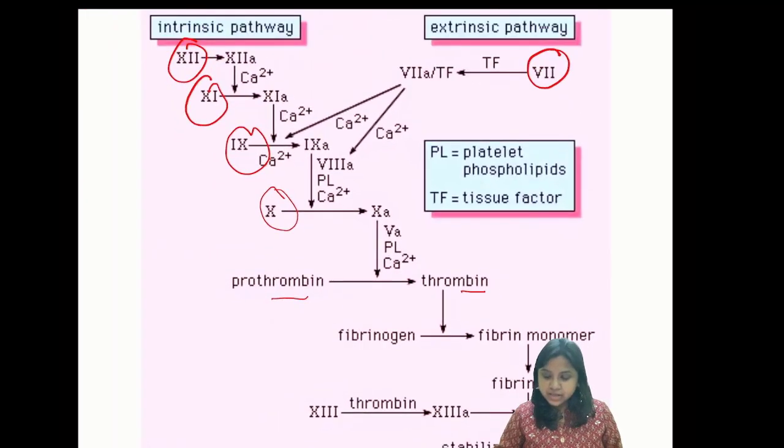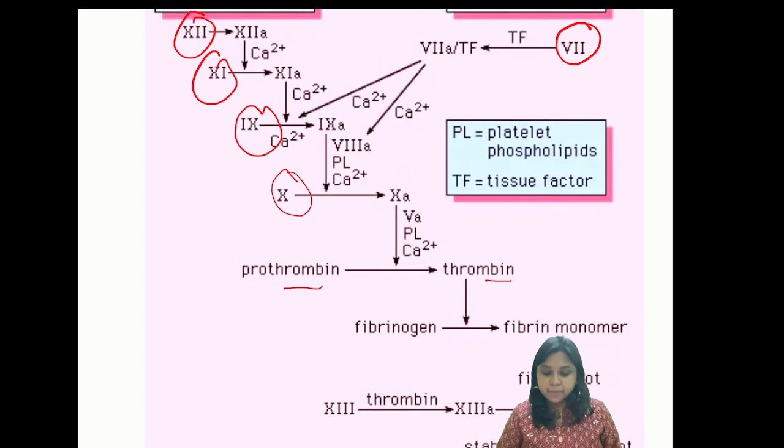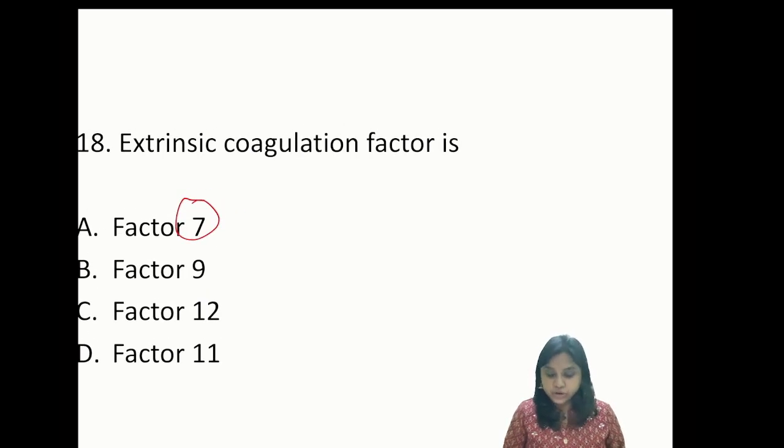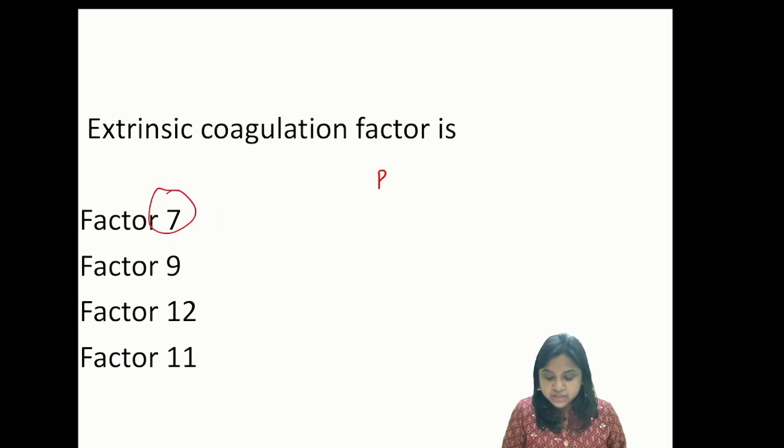So in all these, just remember factor 7 or the tissue factor is the extrinsic pathway. The rest are all intrinsic pathway, and from factor 10 we have the common pathway where the intrinsic pathway and extrinsic pathway join together. Right? So if I come back to my question, extrinsic coagulation factor is a very simple question. It is factor 7. And 2 extra points for your exam: prothrombin time is a measurement of the extrinsic pathway.